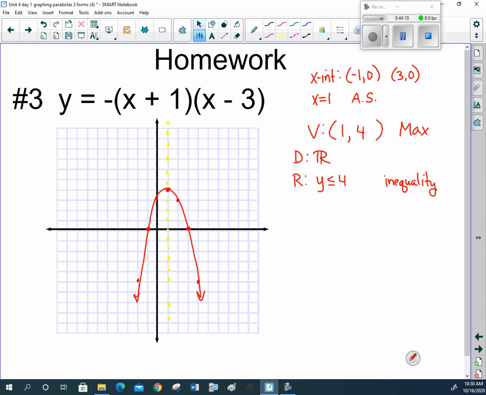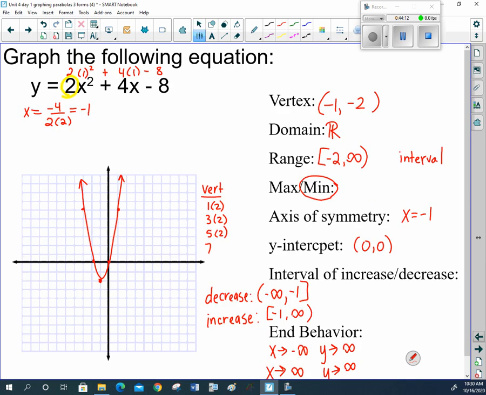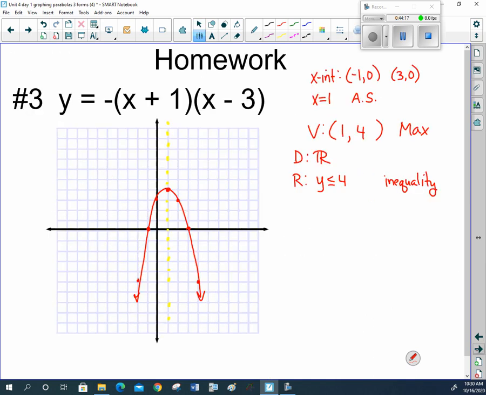And then let's see, what else were we supposed to do? Increase and decrease, is that the last thing? Oh, and y-intercept. Okay. So we've got our x-intercepts. We need our y-intercept. It looks like I can count this out on my graph, so that would be 0, 3. And then end behavior.